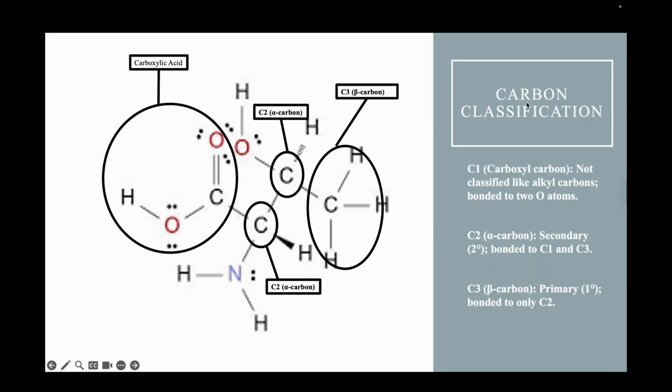Then we go into carbon classification. The C1 carboxyl carbon is not classified like alkyl carbons, bonded to 2 oxygen atoms. It will be found at the carboxylic acid over here. The C2 alpha carbon is secondary, bonded to C1 and C3, and it will be found here in the middle. And then we have the C3 beta carbon, primary and bonded to only the C2, which is found over here at the methyl group.